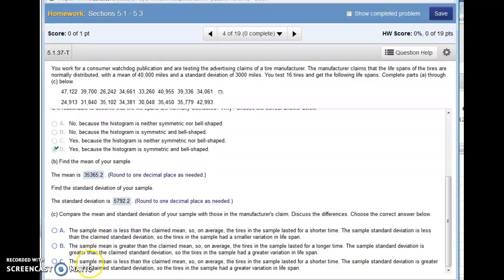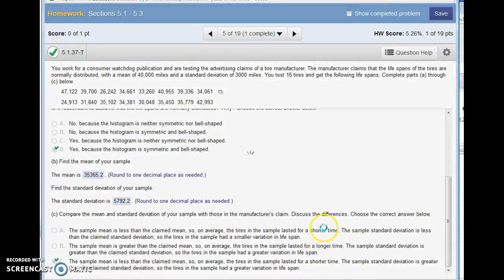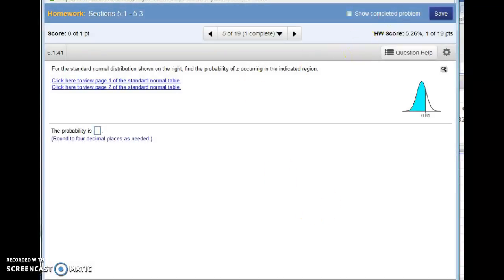How about this one? The sample mean is less than the claim mean, so on average, the tires in the sample lasted for a shorter time. The sample standard deviation is greater than the claim standard deviation. That's true. So final check. Well done. So, enjoy. Bye.